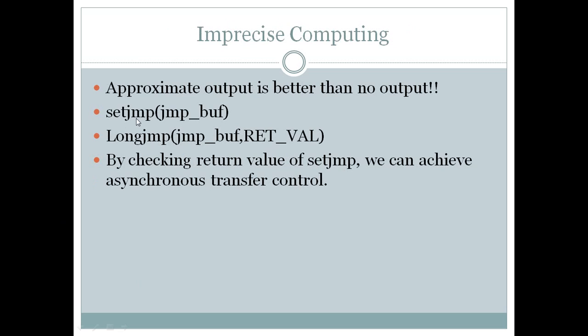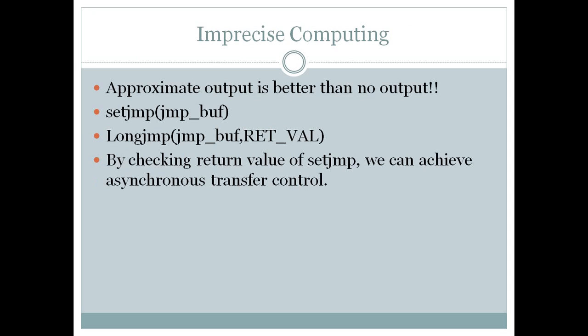I can save the context by using sigsetjmp, and I can do a siglongjmp from anywhere in my program. If we check the return value of sigsetjmp, we can achieve asynchronous transfer of control. This longjmp call will transfer program execution to the sigsetjmp, but the return value of sigsetjmp will be whatever we pass, so we can check the return value.